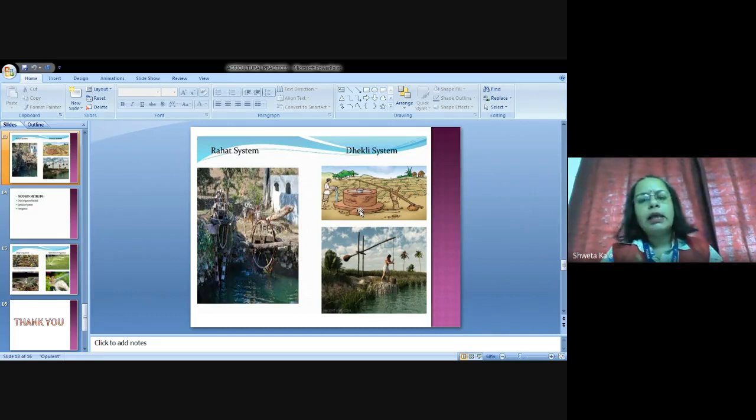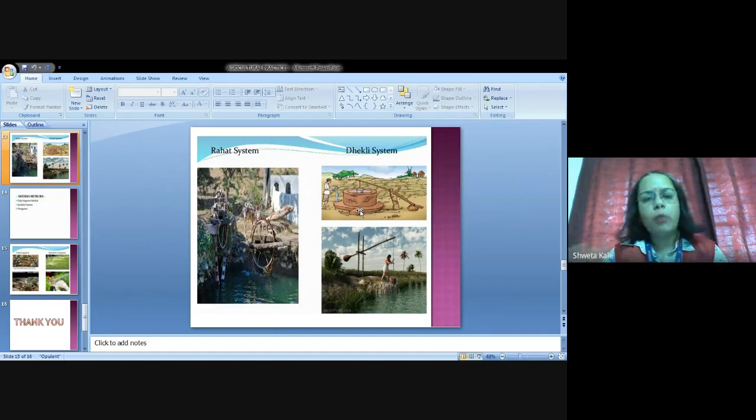Dhekli system. In the Dhekli system, a large stone is attached at one end, and at the other end there is a bucket. When the bucket is empty, the piece of wood will come up and the bucket will go inside. When it gets filled with water, with the help of a rope we can pull the bucket up, and the large stone at the end will help to move that log of wood down. So these are some of the traditional methods of irrigation.